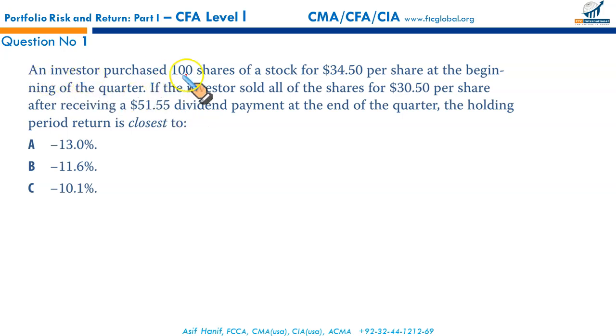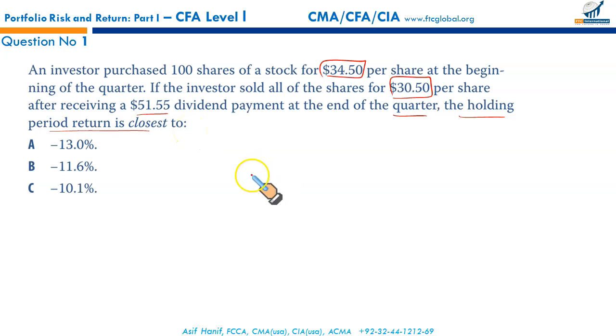An investor purchased 100 shares of a stock for $34.50 per share at the beginning of the quarter. If the investor sold all the shares at $30.5 per share after receiving a dividend of $51.55 at the end of the quarter, the holding period return is closest to.